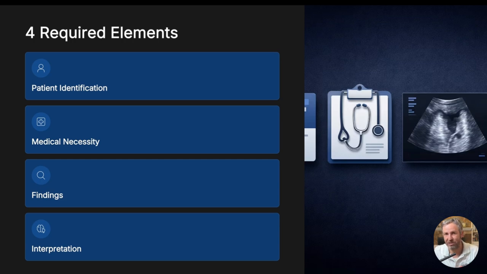Findings, what you actually saw on the ultrasound. For example, diffuse B lines, no pleural effusions, or consolidation in the right base, B profile in the left base. And finally, interpretation. These elements mirror what you'd expect in a radiology report, just applied to bedside ultrasound.